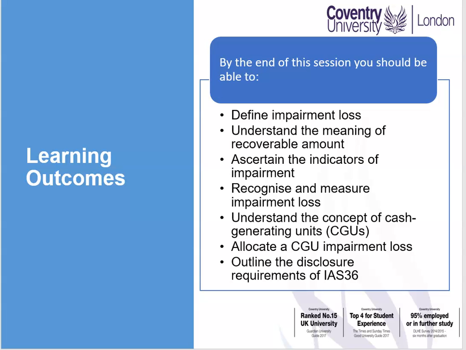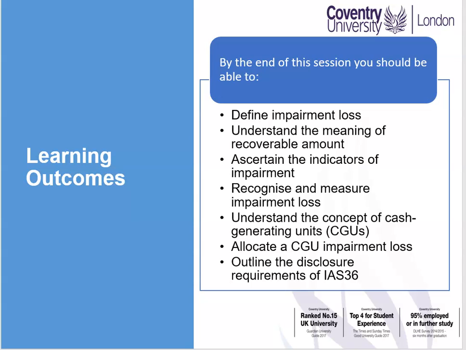Here are the learning outcomes for this video. First, we define what an impairment loss is. Then we'll try to understand some terminologies such as recoverable amount, value in use, and the likes. Now, usually, a company will undertake an impairment review when there are indicators of impairment. So we'll try and ascertain what indicators will trigger impairment review. Then we consider how to recognize and measure impairment losses.